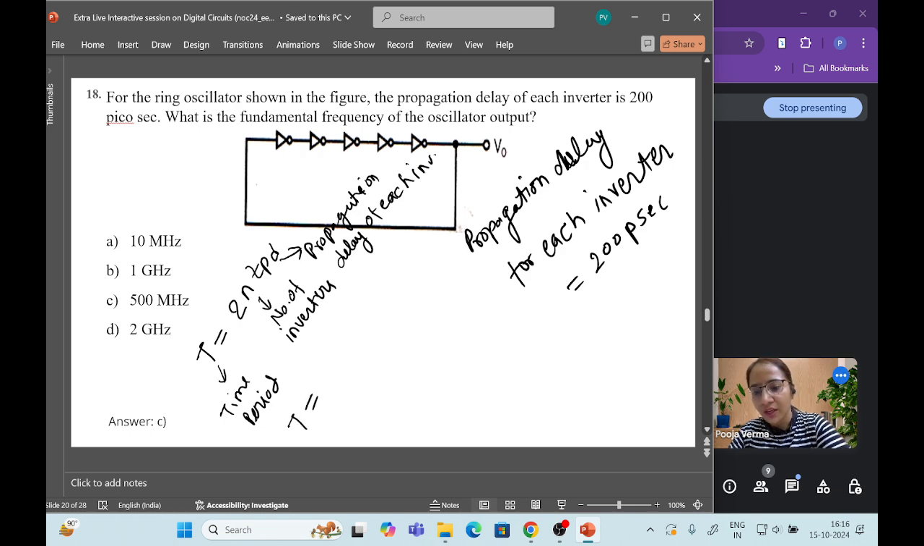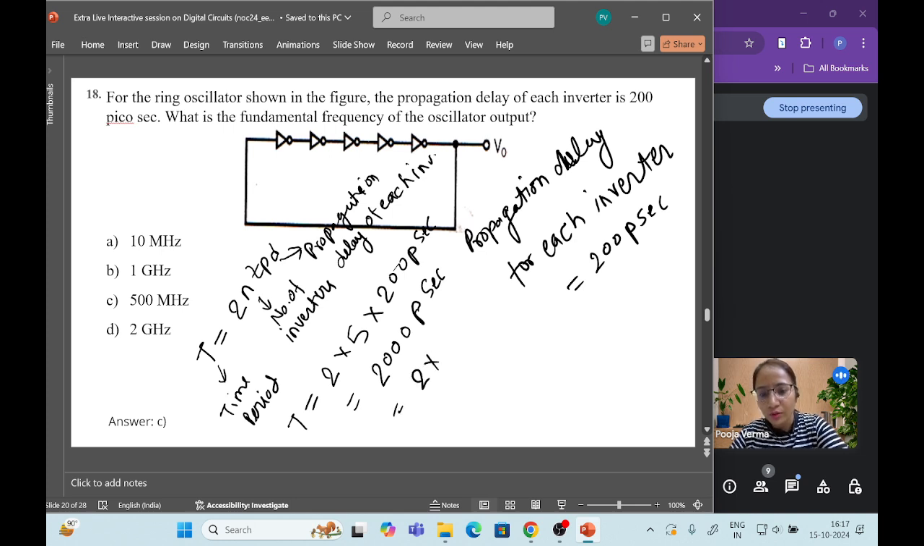So let's take T is equal to 2 into the number of inverters, which is 5, and the propagation delay for each inverter is 200 picosecond. So it's 2000 picosecond, right? Or you can write it as 2 into 10 to the power minus 9, or you can say 2 nanosecond. Pico means 10 to the power minus 12. Nano means 10 to the power minus 9.